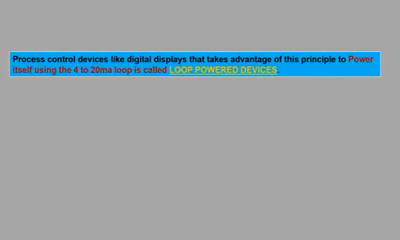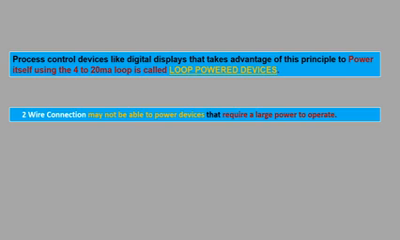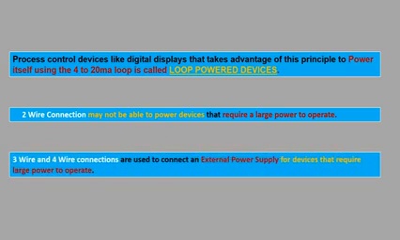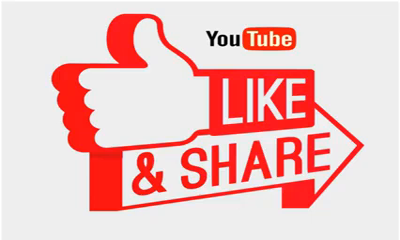Process control devices such as digital displays that take advantage of this principle to power themselves using the 4 to 20 milliampere loop are called loop powered devices. Loop-powered instruments consume very little power in order to be able to operate with the power supplied to the loop. A two-wire connection may not be able to power devices that require a large power to operate. So, a 3-wire or 4-wire connections are used to connect an external power supply for devices that require large power to operate. By this, we come to the end of this video.